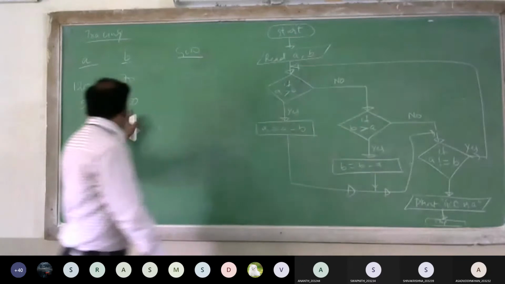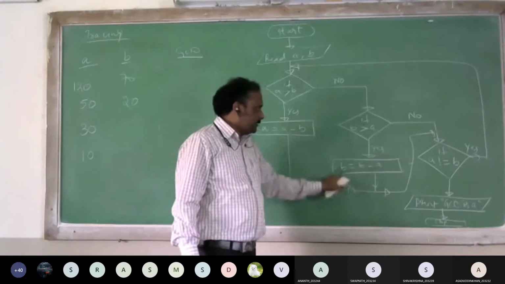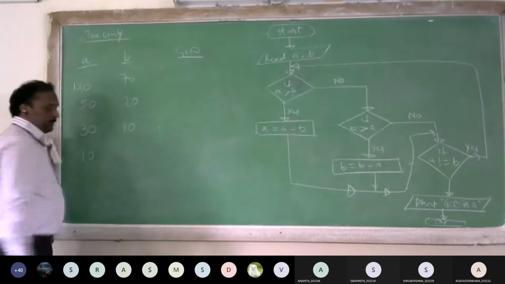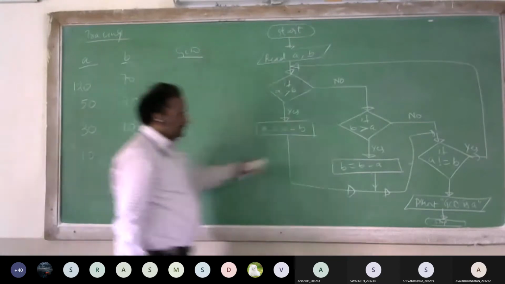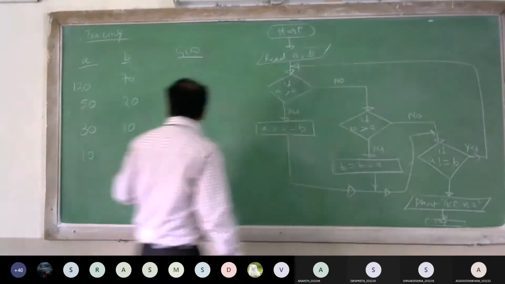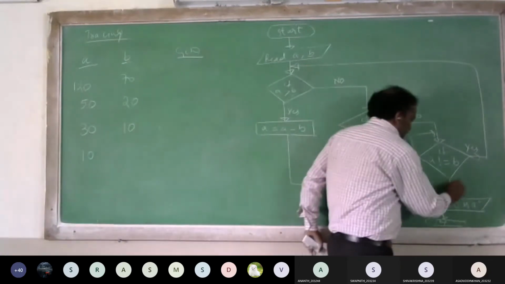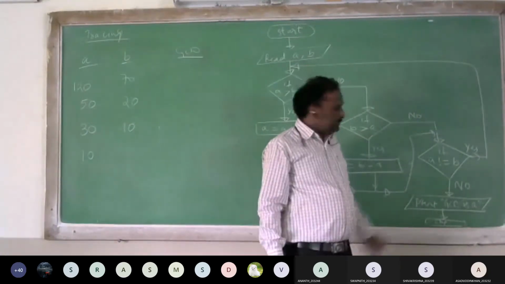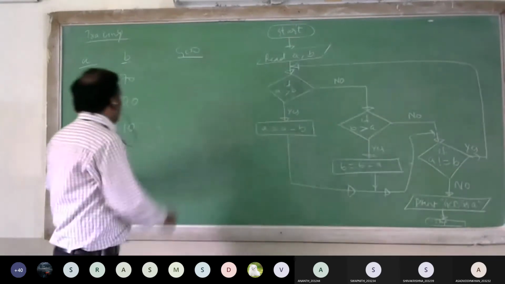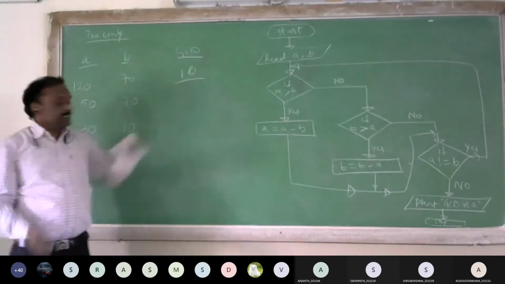Now reverse. 20 is greater than 10. Yes. Yes means follow this path. B is equal to B minus A. 20 minus 10 is 10. Now follow this arrow. Now 10 not equal to 10? Are they not equal? No, because they are equal. So follow this arrow. GCD is A. So what is the A value now? A value is 10. So we will simply write that GCD of 120 and 70 is 10.